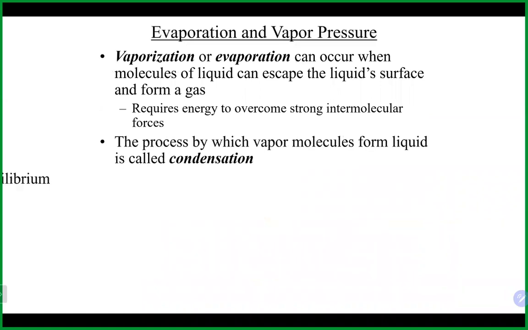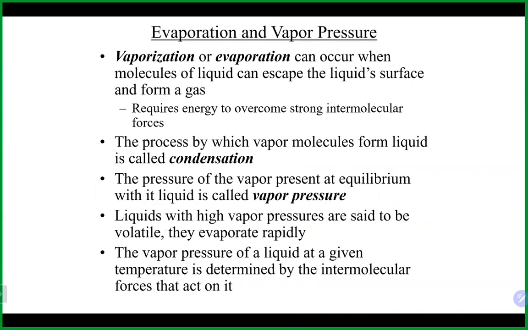So let's talk a little bit about evaporation and condensation here. We talked about it earlier. Vaporization or evaporation, again, is the process where we go from liquid to gas. And that happens at the normal boiling point of a substance. And obviously, as we go the opposite way from gas back to liquid, that is condensation.